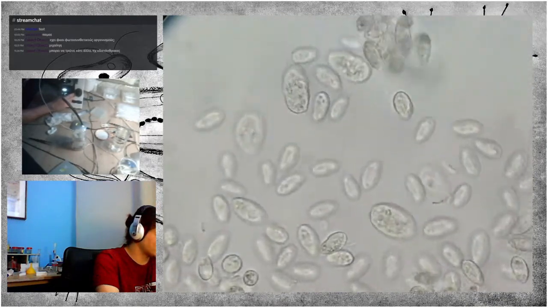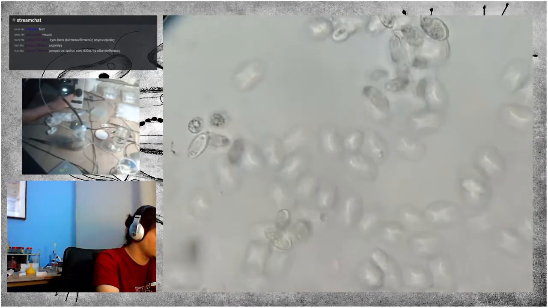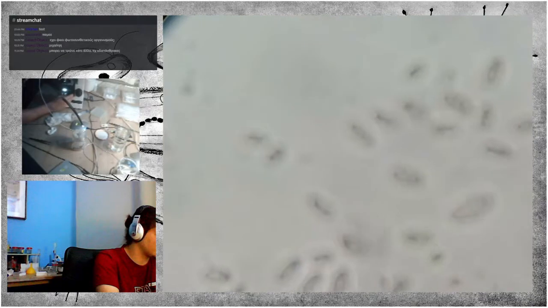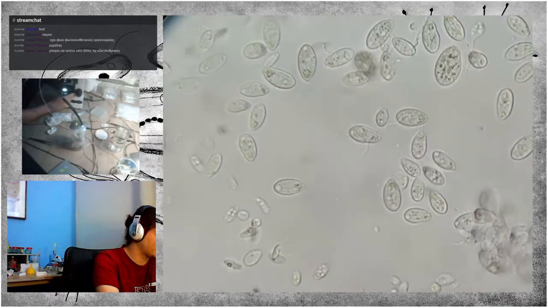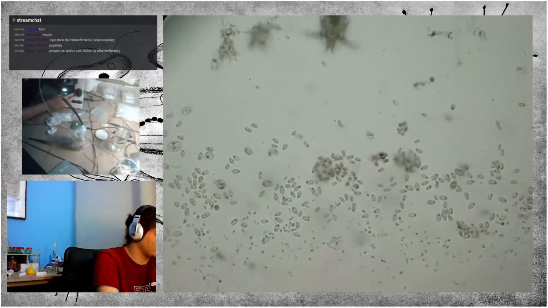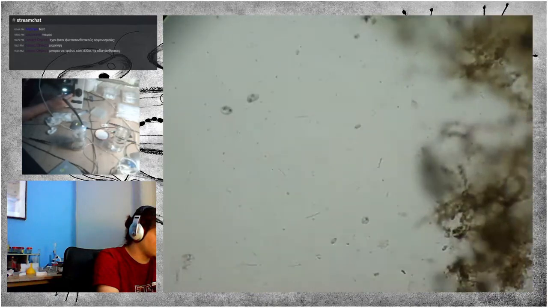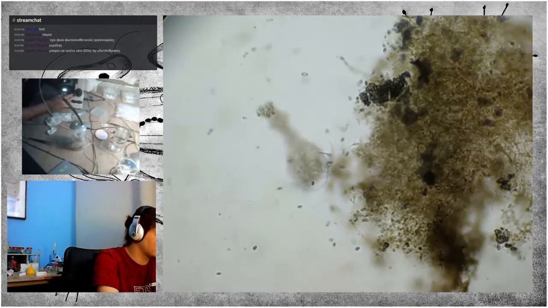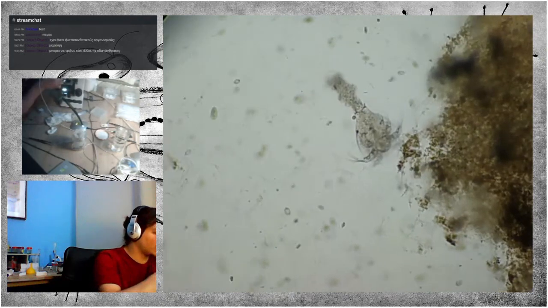Let's see if we can find something else to see. Again, I'll keep the slides for next time to observe them after they have been around for several days. But let's go and see what we can find. The problem with observing those larvae is that they're always moving. Here's a dead one.